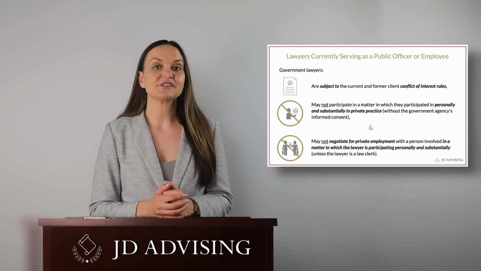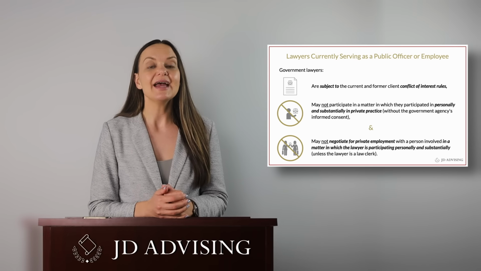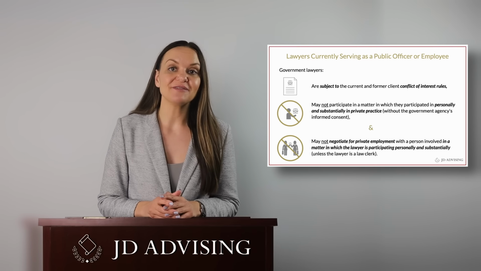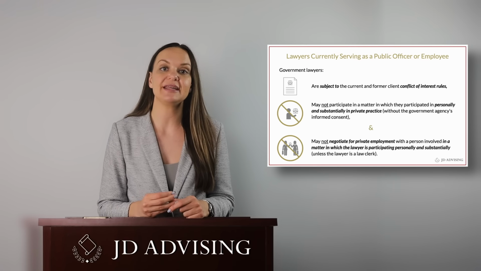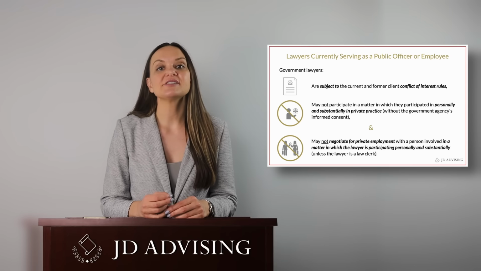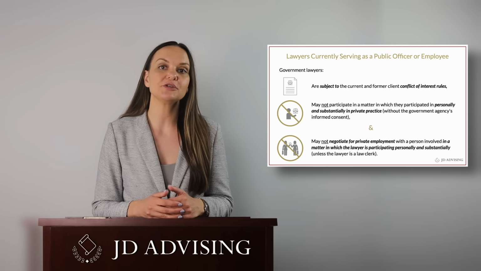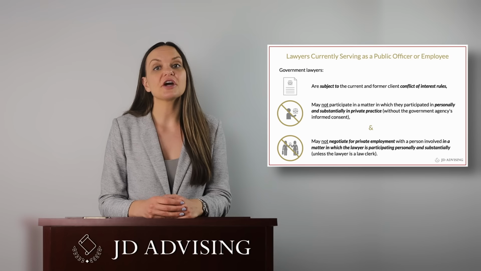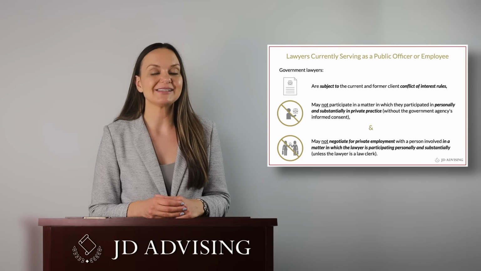Turning to the next part of this rule, it states that a lawyer currently serving as a public officer or employee may not negotiate for private employment with any person who's involved as a party or as a lawyer for a party in a matter in which you're participating personally and substantially. Now, the one exception is for lawyers who are law clerks working for a judge or another type of adjudicative officer, or if you're an arbitrator. These lawyers are allowed to negotiate for private employment as the rules would otherwise allow.